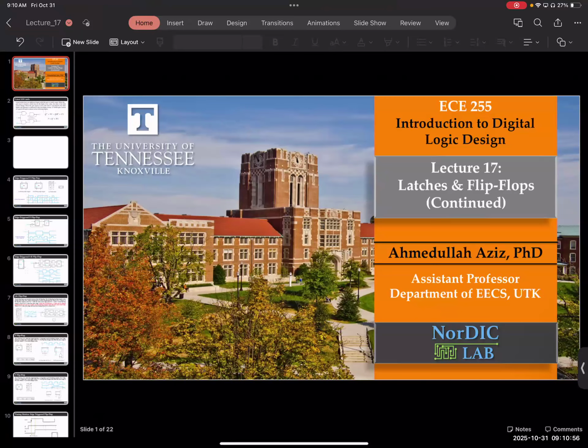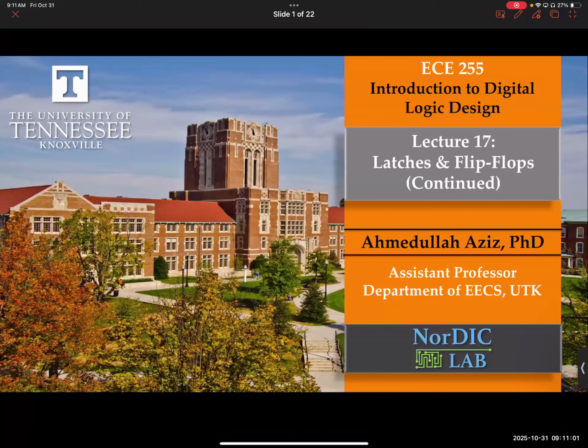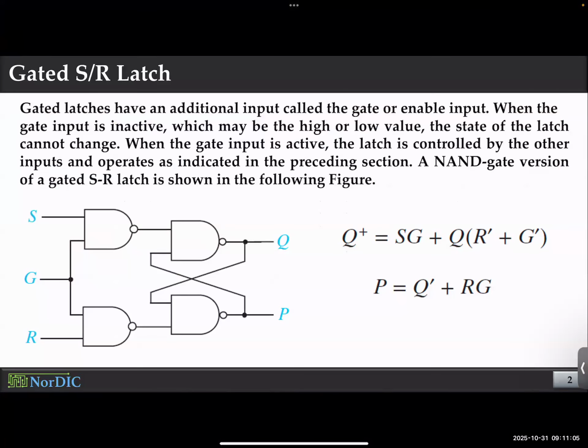So in the last class, we continued with our discussions on latches and flip-flops. We already studied SR latches in the previous set of slides. And then in this one, the new concept was the inclusion of a gate terminal in addition to the set and reset signals, which allowed us to control the overall operation of the latch.